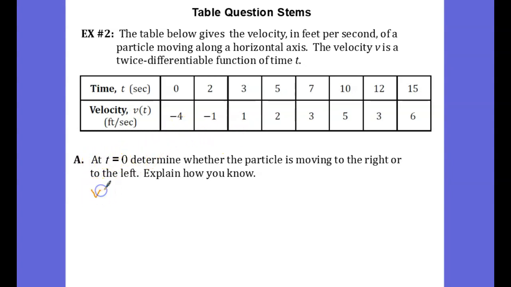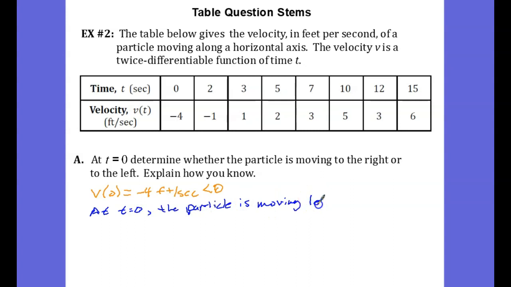So v of 0 is equal to, and from our table we can see that it's negative 4, and I'm going to write my units. It's feet per second. Okay, well, that's less than 0. That's negative. So at this point I think I can make an argument. At t equals 0, the particle is moving left at a rate of 4 feet per second because v of 0 is negative.